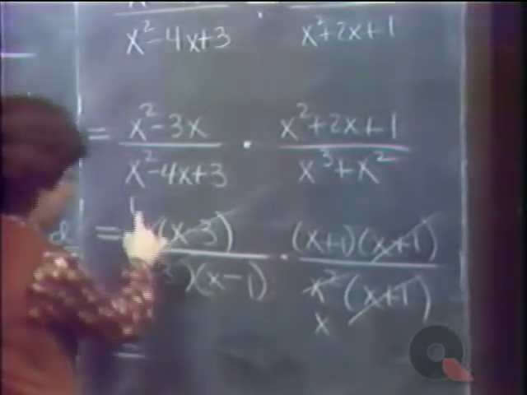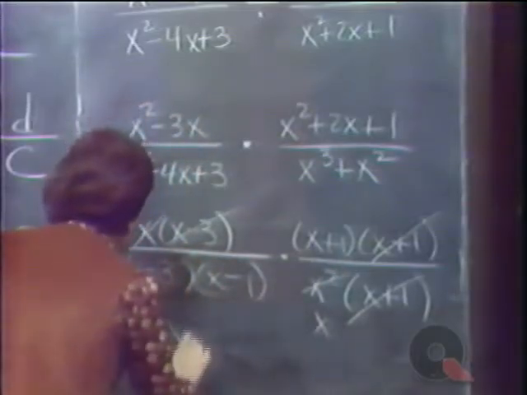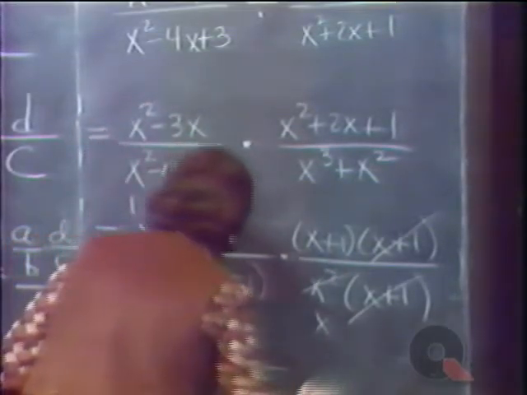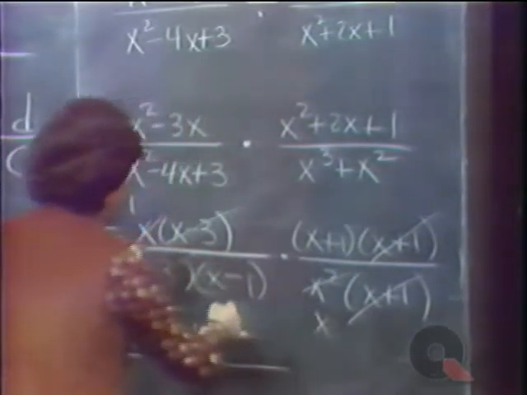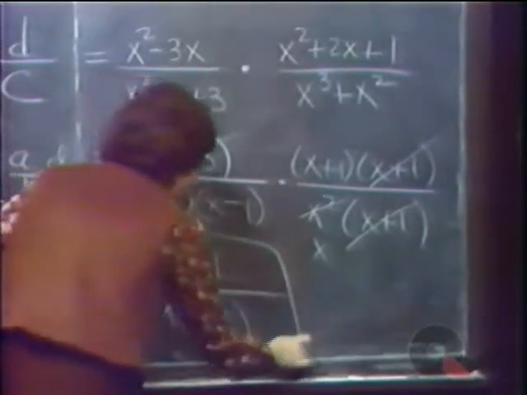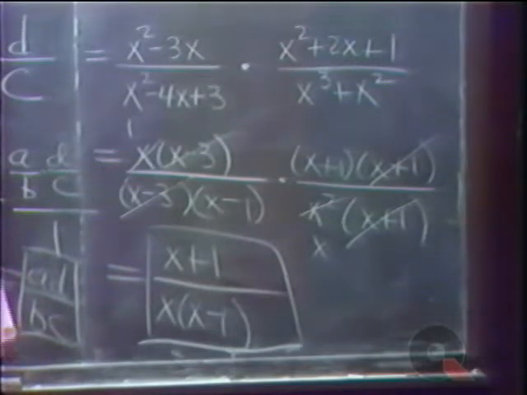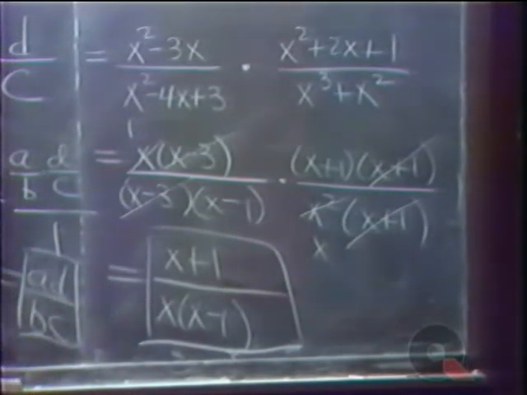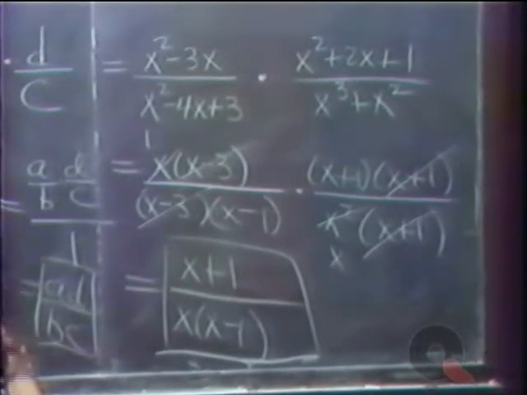On the top, we're left with 1 times x plus 1. And on the bottom, x times x minus 1. And that is as far as we go. The x's do not cancel. X is not a factor in the top. And that brings us to the end of the tape.